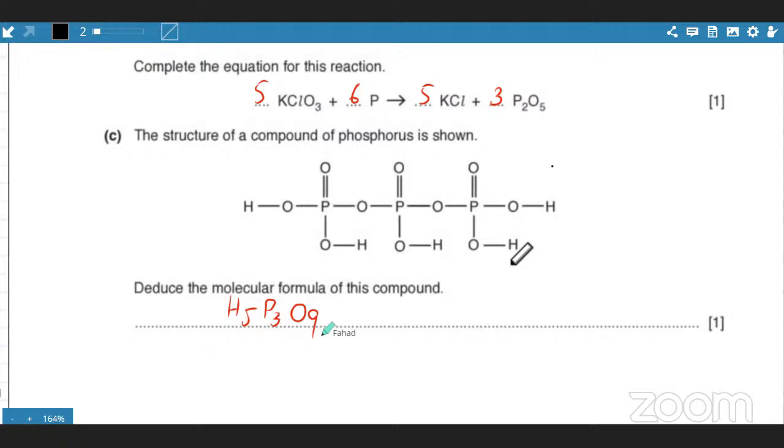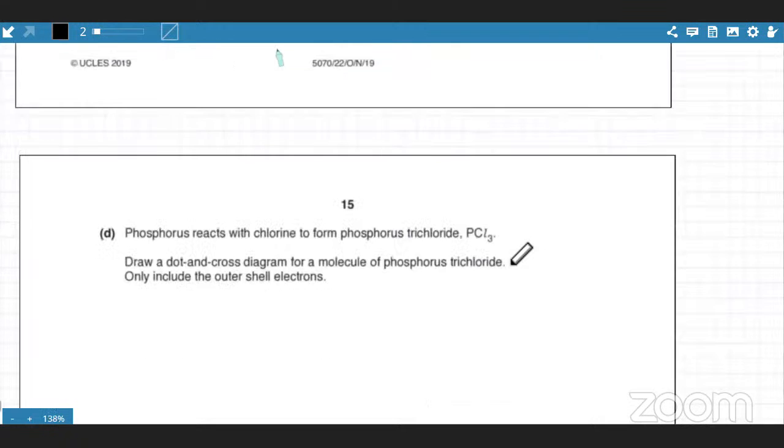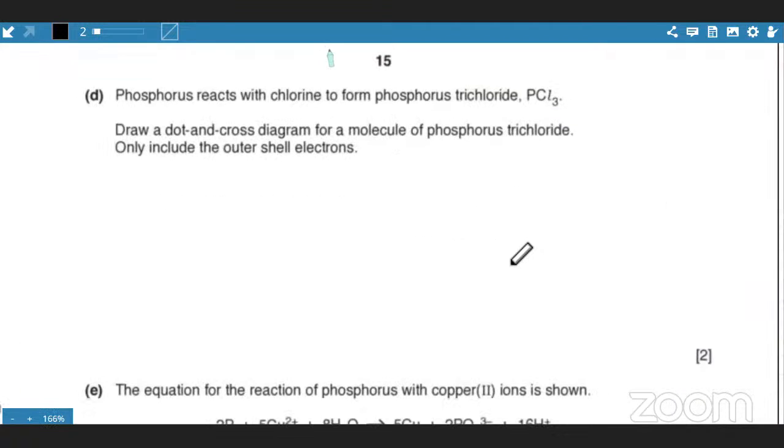Let's move to the next part, which is part D. Draw a dot and cross diagram to show PCl3. So we need to show the diagram of PCl3. This one over here. So it's going to be 1 P, and there are going to be 3 Cls.